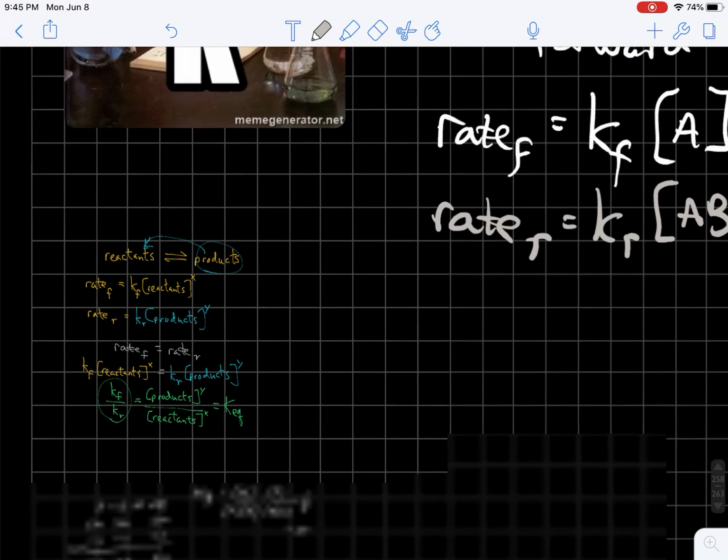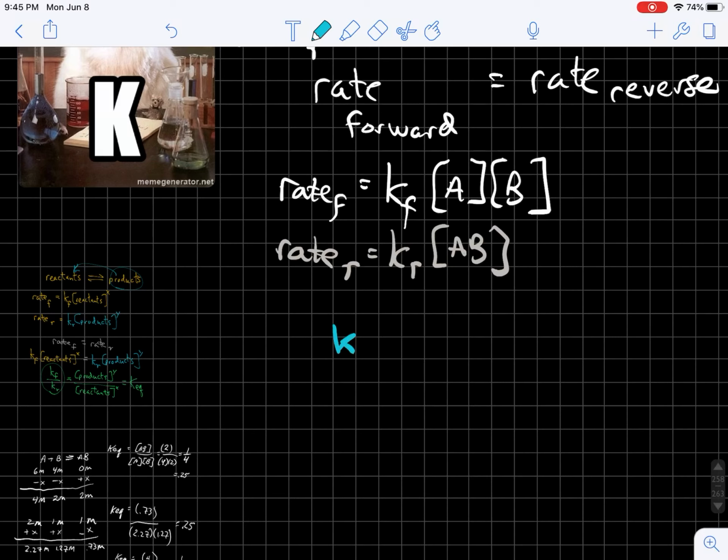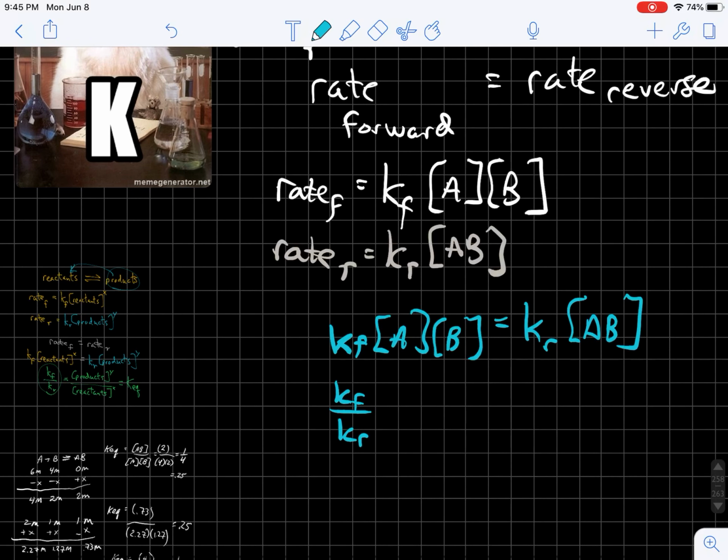So in my particular example, let's do this, we'll say KF times A times B is equal to KR times AB. Now I'm going to bring KR over to the left side. So divide both sides by KR. I'm sorry, I'm insulting you, telling you how to do algebra. And then we'll bring A times B over to the other side.